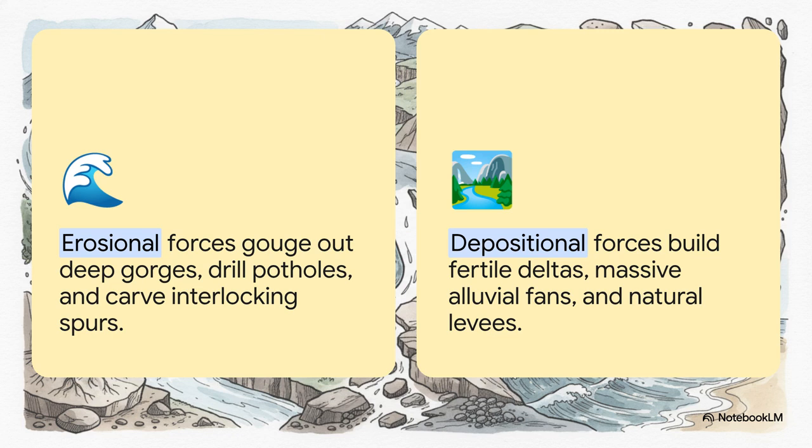First, we've got the destructive artist. This is the erosional river that gouges out deep gorges, drills potholes into solid rock, and carves these complex interlocking spurs. But on the flip side, we have the constructive artist. Through deposition, the river builds up the land, creating rich, fertile deltas, natural flood protection levees, and vast alluvial fans. It literally tears down mountains just to build up the plains down below.